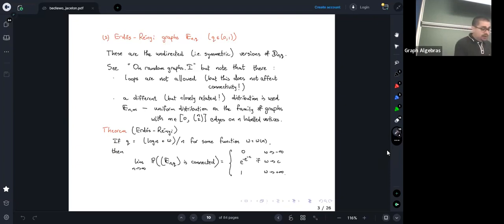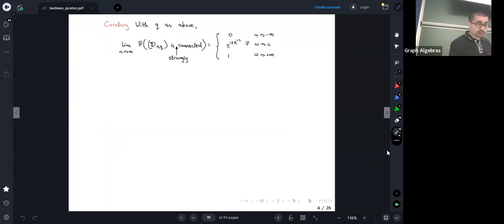By the way, here I have this expression for q. It's (log n plus omega) over n. So in particular, if q is constant, let's say a half, that means this omega is like n over 2 minus log n. So it's going off to infinity. So if q is kept constant, then we are in the last condition. So asymptotically, with probabilities approaching 1 as n tends to infinity, we get something strongly connected.